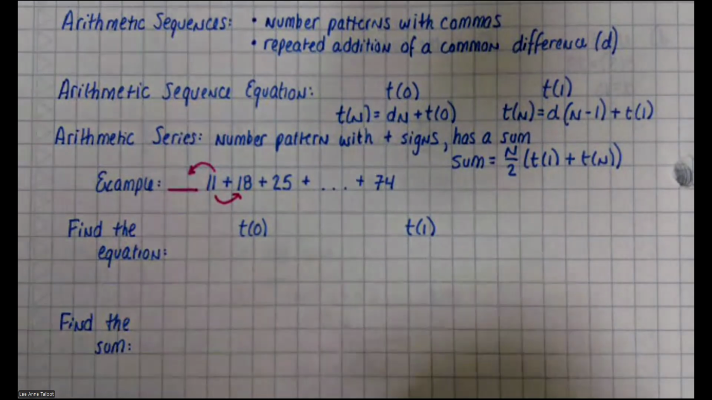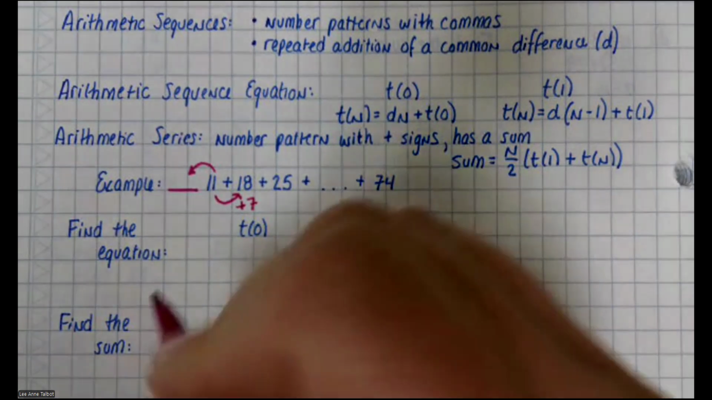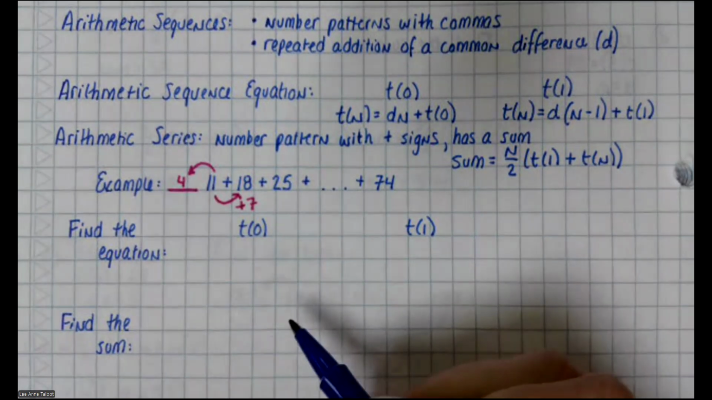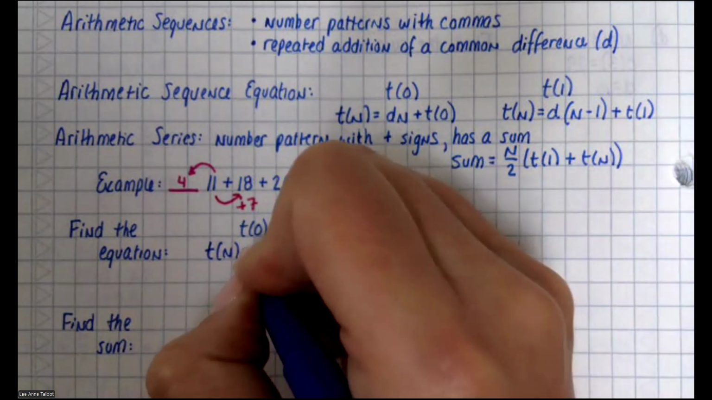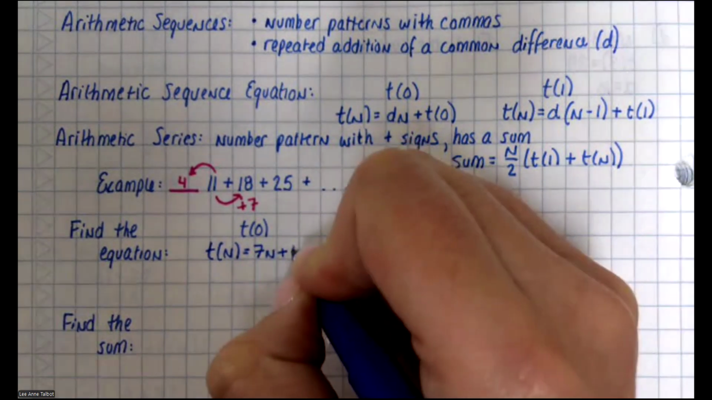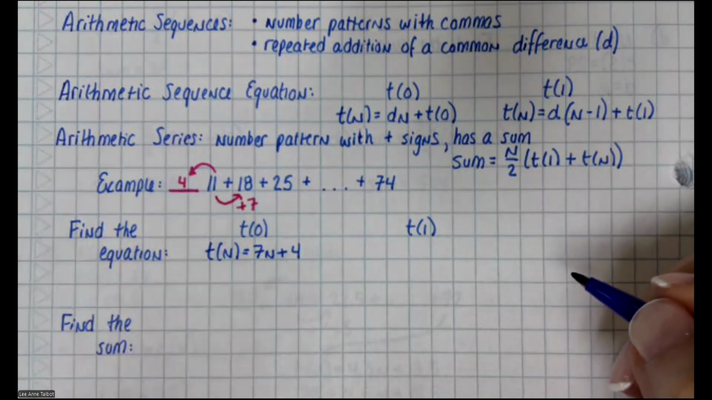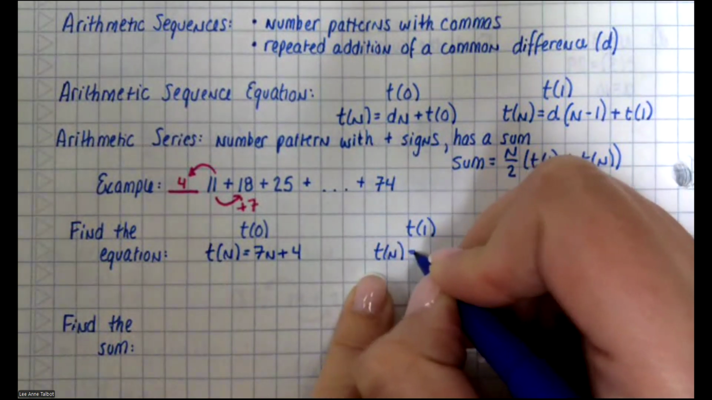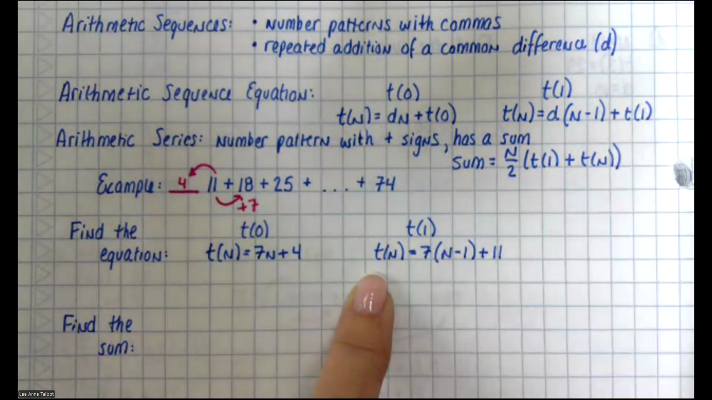What's it going up by? 7. And term 0 would be 4. Okay. Equation term 0 would be T of n equals 7n plus 4. For term 1, it would be T of n equals 7 times (n minus 1) plus 11.